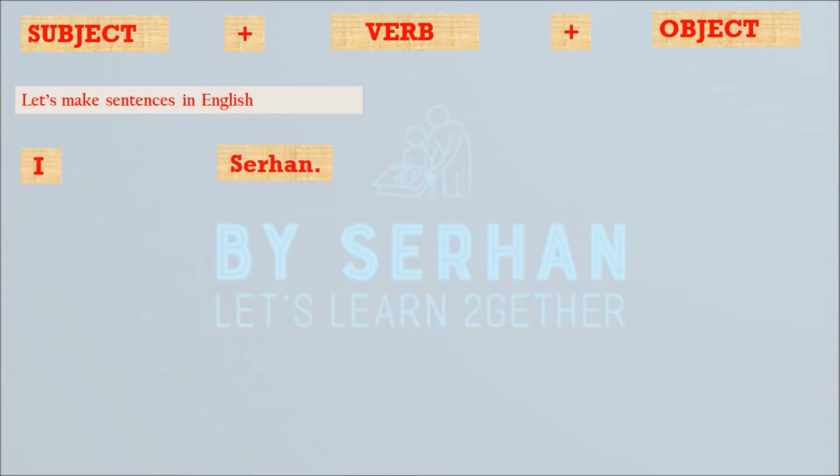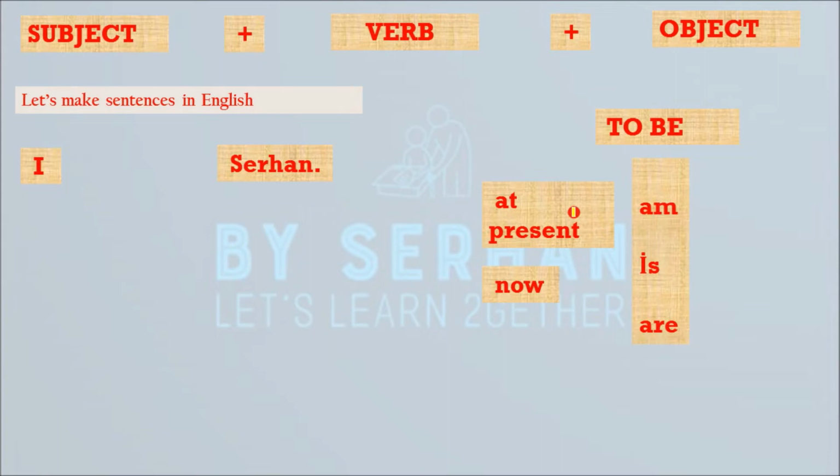Now let's try to make sentences in English. For example, I want to tell my name. I say I Serhan. As you know, we must follow with a verb. Here I don't have a verb. So what do I do? I go to the verb to be, and to be changes into am, is, are at present or now, depending on my subject. If I use the subject I, to be changes into am. Now I can make a sentence, I am Serhan.